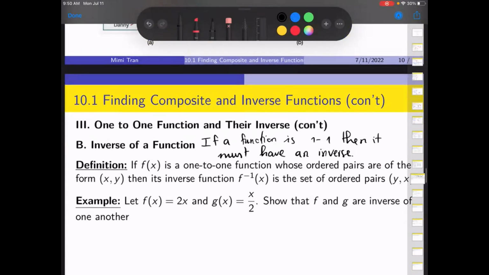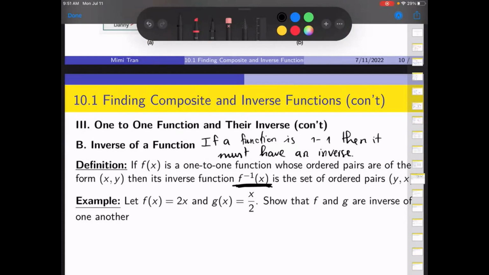So what does inverse mean? Inverse means if f of x is a one-to-one function whose ordered pairs are of the form x, y, nothing new there, right? Then the inverse of f, which is denoted f inverse of x, I know it looks like f to the -1, but it's not, it's called f inverse, is the set of ordered pairs y, x. So if you look at the definition, what happened to the domain and range of f and f inverse? Swap.